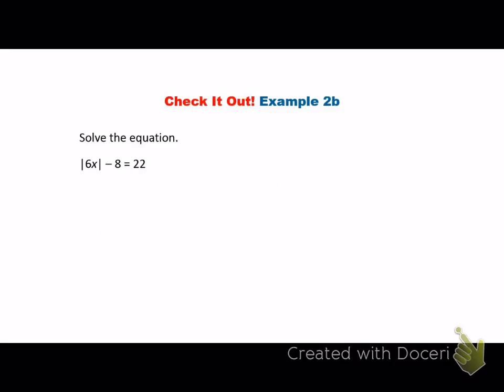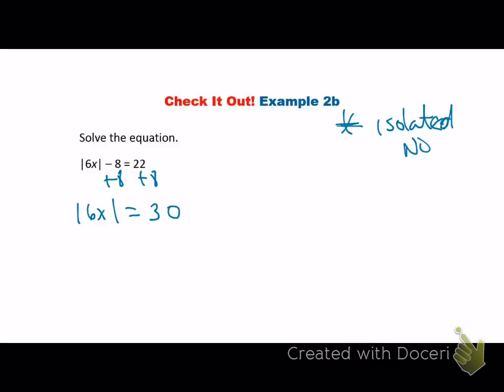Okay, so we need to, first of all, check. Is it isolated? No. So let's fix it. What do we need to move? Okay, add 8. So the absolute value of 6x equal to 30. Isolated now? Yeah. How many solutions? 2. There are 2 points on the number line that are 30 units from 0, right? So let's pull the 6x out. So the 6x will be the positive 30, or the 6x will be the negative 30.